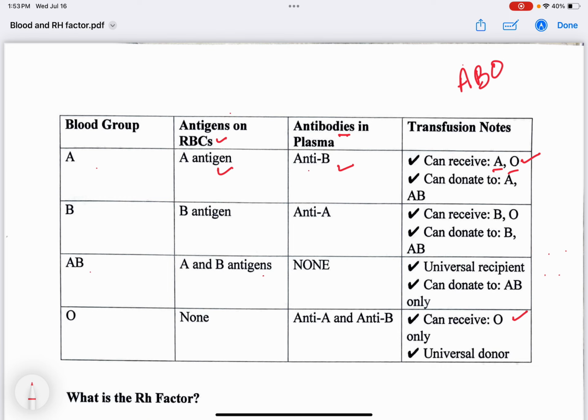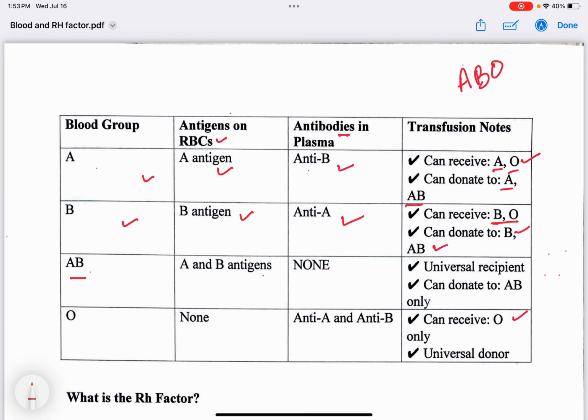So blood group A can donate only to A and AB, not to O. The same is the case with blood group B. It has B antigens on the red blood cells, and it cannot receive group A but can receive B and O, and then donate to B and AB groups.